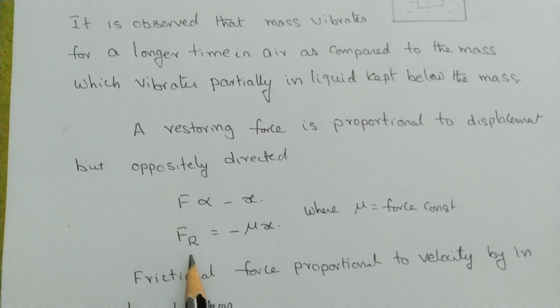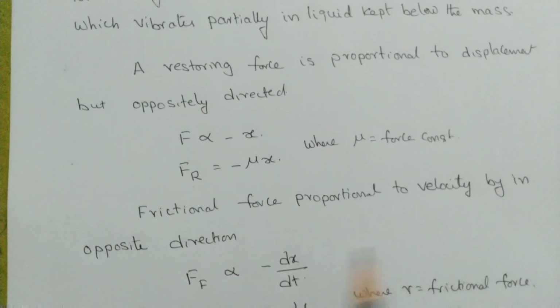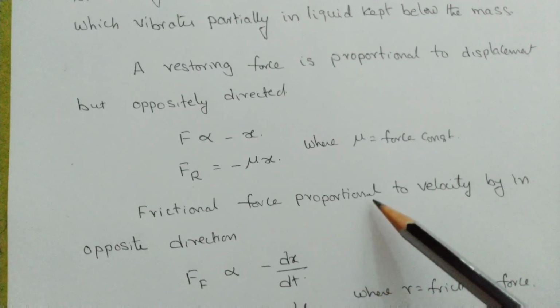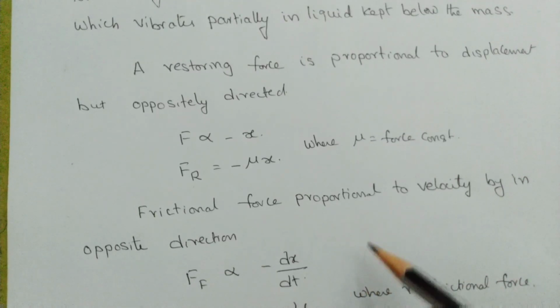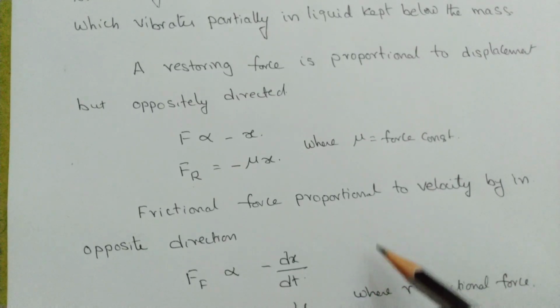Then the restoring force Fr is equal to minus mu into x. Here mu is the force constant, that means force constant or proportional constant or material constant. That means the metal also you have to consider. The frictional force is proportional to the velocity but in the opposite direction. Whenever this body moves in the downward direction in the oil, the oil opposes the velocity of the body, so the velocity also decreases.